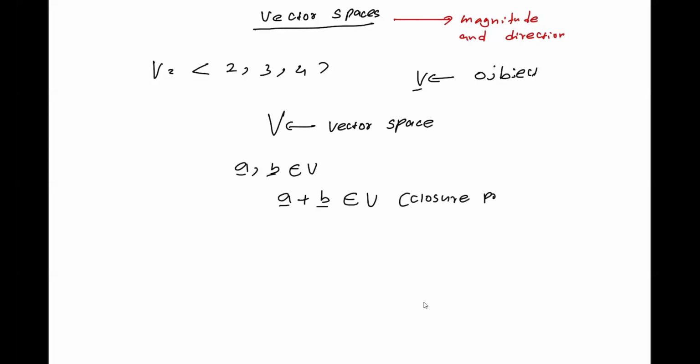It means if you take any of the two vectors and perform this addition operation, the result you get is also a vector in this vector space. Let's say something like this.